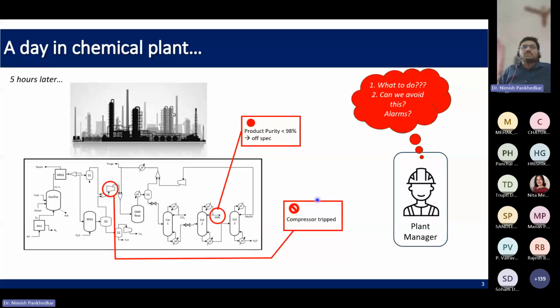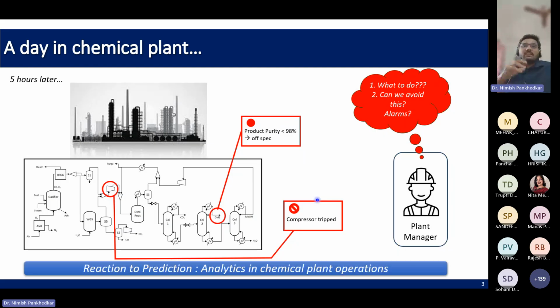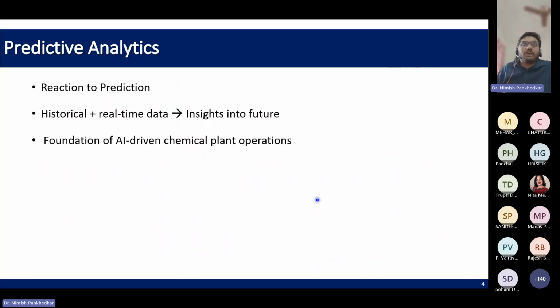This is something which we'll be discussing throughout this session today. And so that is why instead of reacting to a problem, we try to do a prediction of the problem beforehand. And that is how analytics or predictive analytics has become a foundation of the AI driven ecosystem in chemical plant operations. So instead of a corrective action, you go for a prediction and try to avoid the incidents altogether.